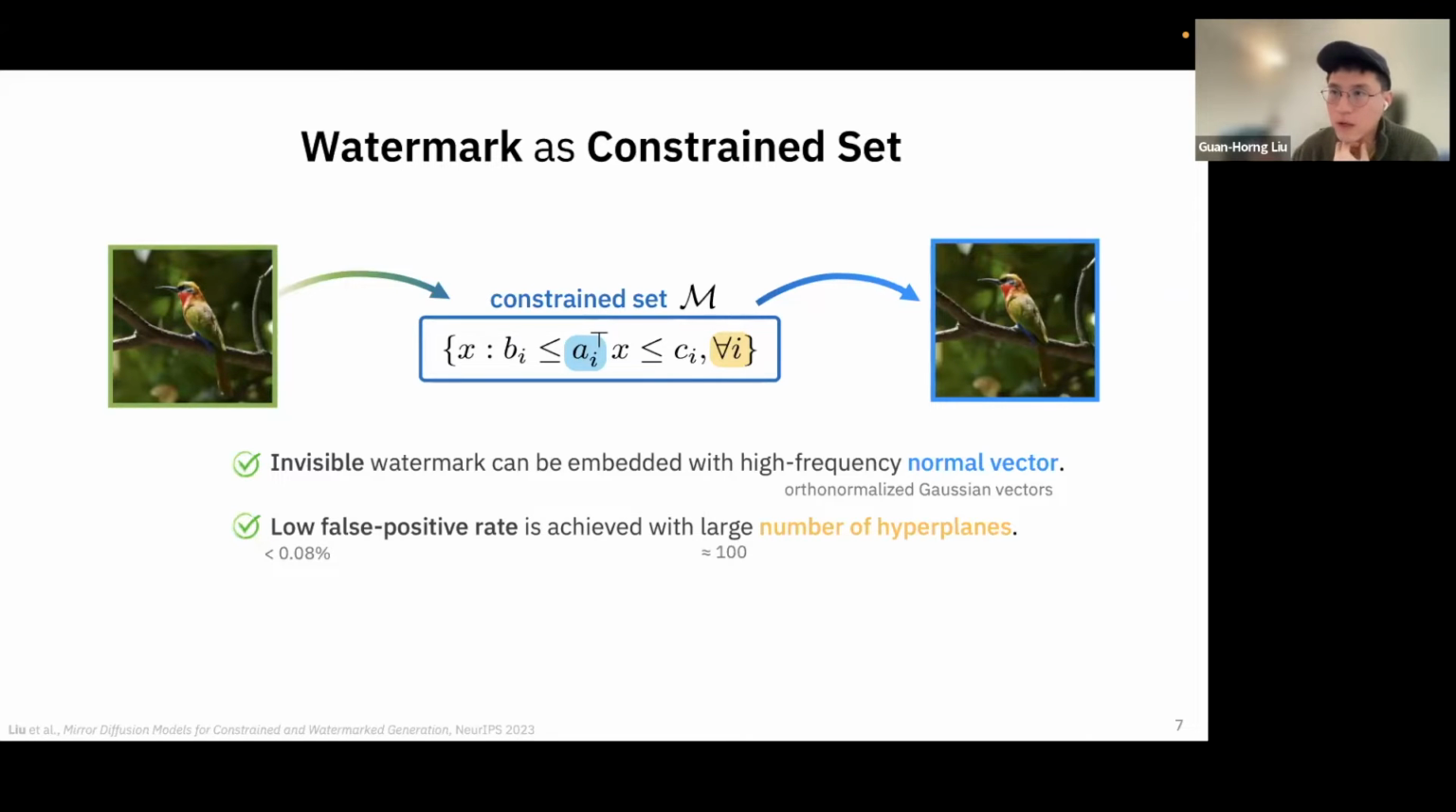And that's actually one of the benefits, because the hyperparameters A_i, B_i, C_i are pretty much user specific, and you can view that as a token. That means those hyperparameters that define your watermark or your constraint set are private to other users. So it's hard to replicate, especially because right now we are using high frequency noise as a hyperparameter. Yeah.